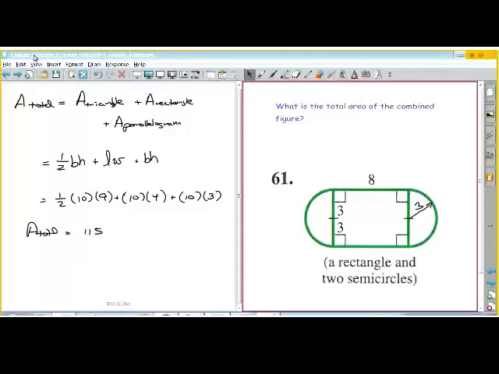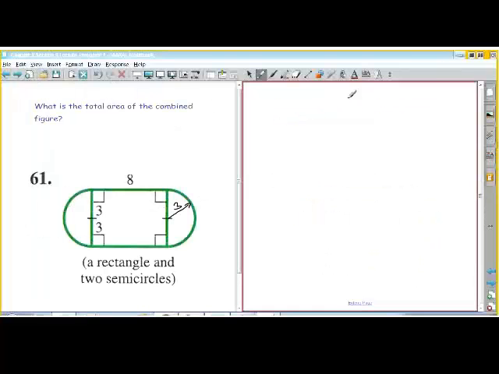Now here's a little more complicated one. What we have is a rectangle and 2 semicircles. So it looks sort of like a hockey rink. We see that this dimension is 3, so that's the radius of the semicircle. The other one's 3. These are right angles. So here's my rectangle. Here's my semicircle. I've got 2 semicircles, so I could just find the area of a circle, or I could find the area of 2 semicircles. Gives you the same answer.